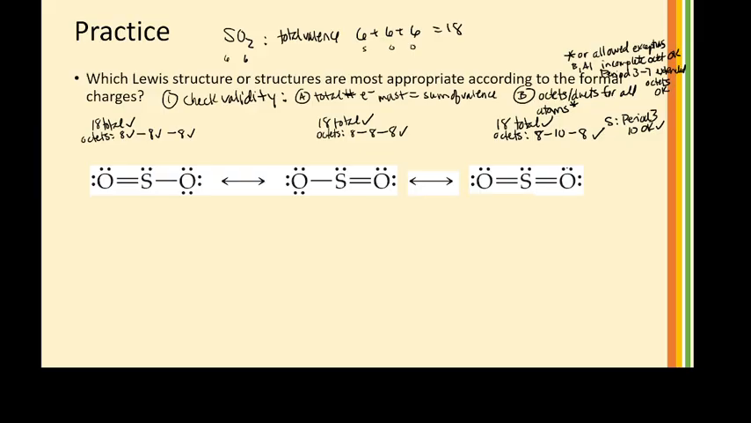All right, that being said, now that I know they're all valid, the second thing I want to do is assess the formal charges. Remember, formal charge is equal to the valence minus the assigned electrons for an atom.